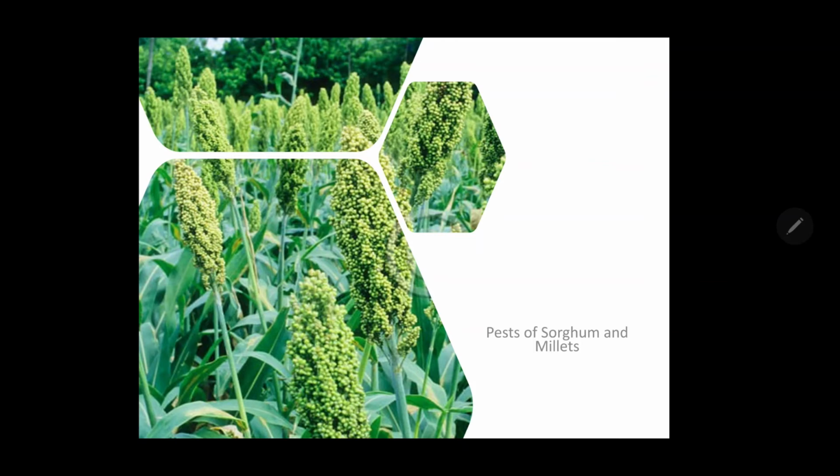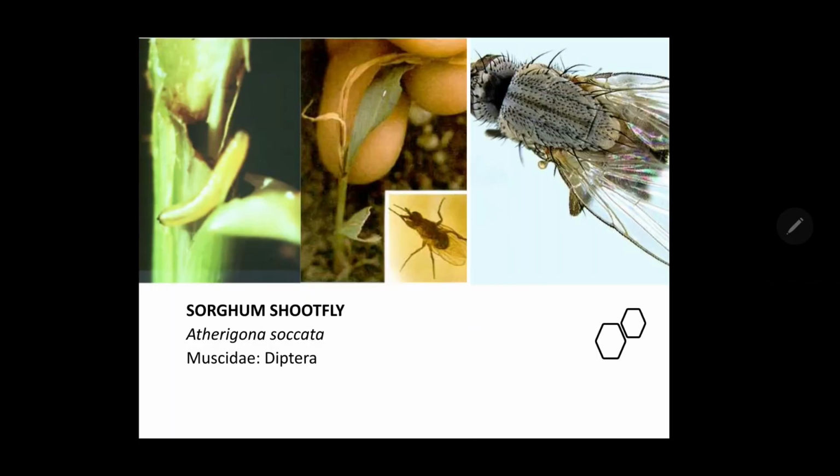Let's take a look at all the pests infesting sorghum and millets in brief. This is sorghum shoot fly. Its scientific name is Atherigona soccata. Its family is Muscidae, order Diptera.